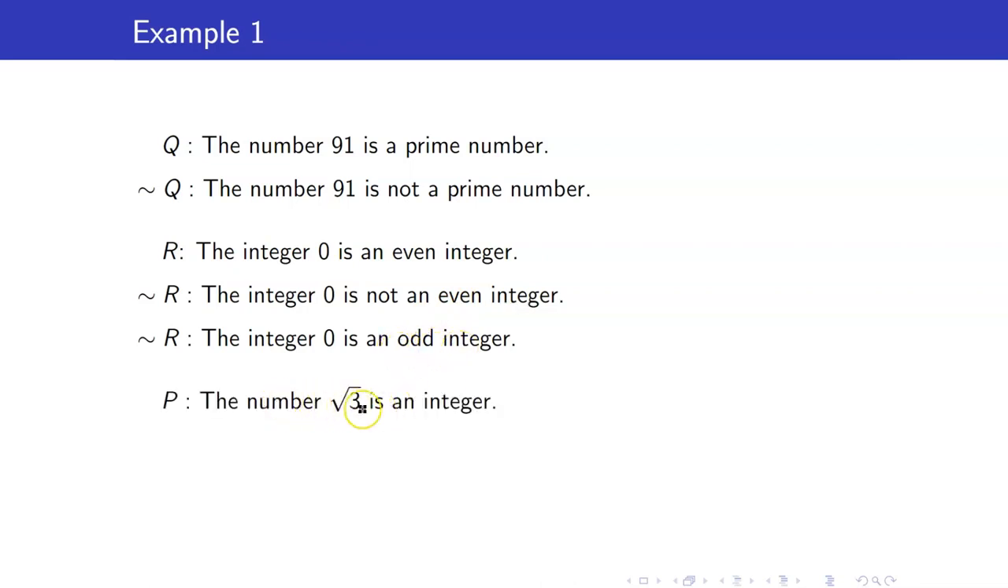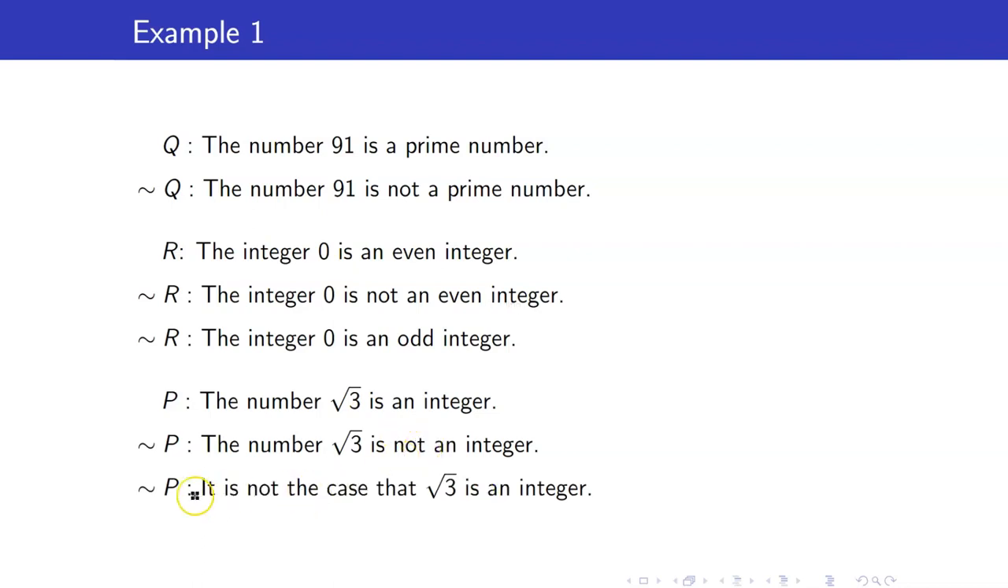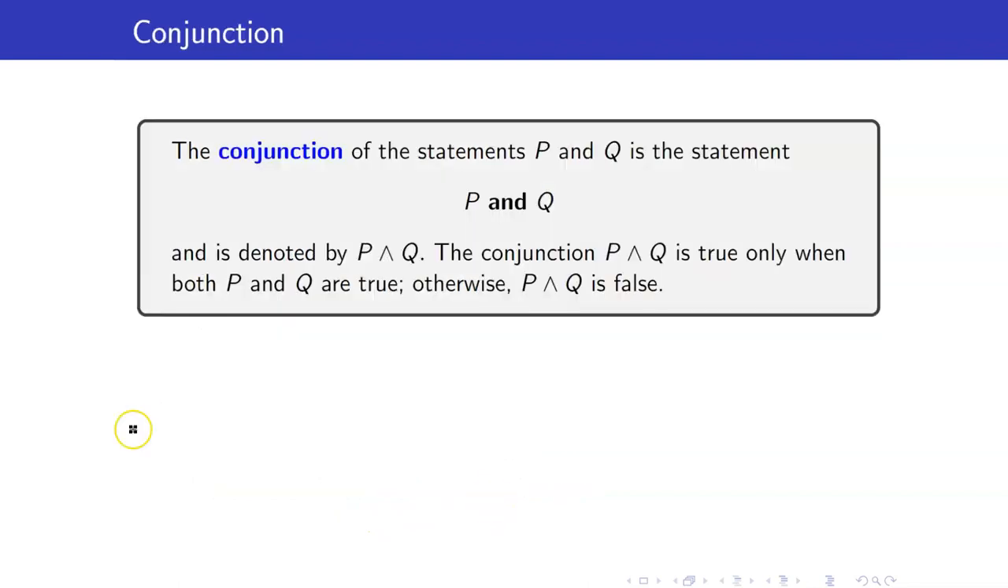Next, the number square root of 3 is an integer. Its negation is the number square root of 3 is not an integer, or you can also say that it is not the case that square root of 3 is an integer.